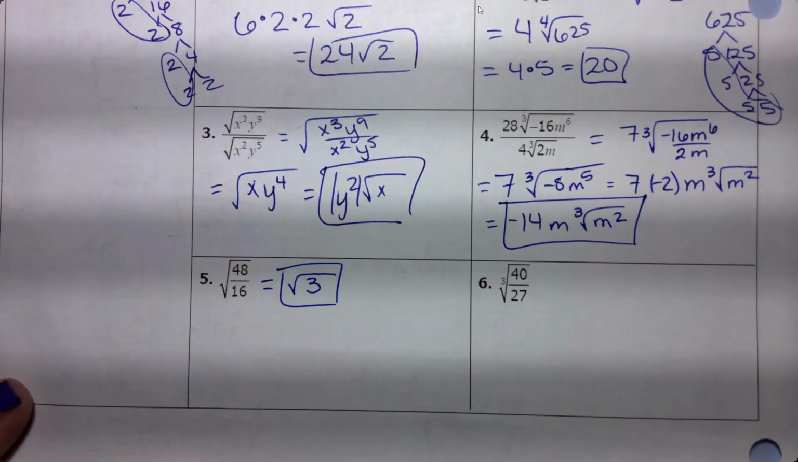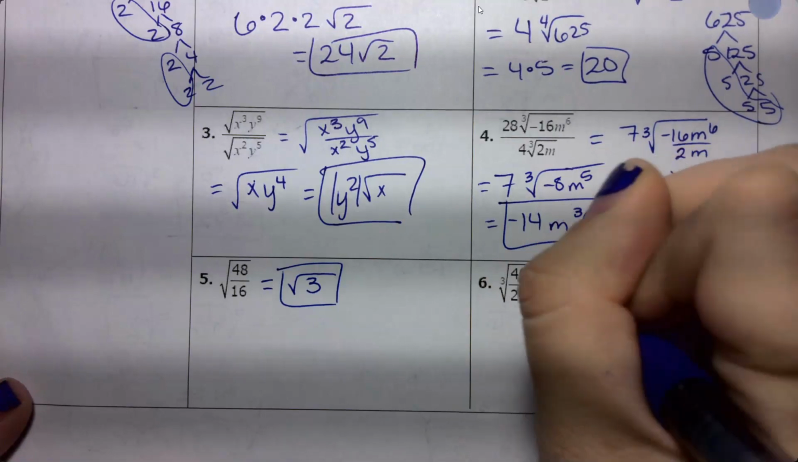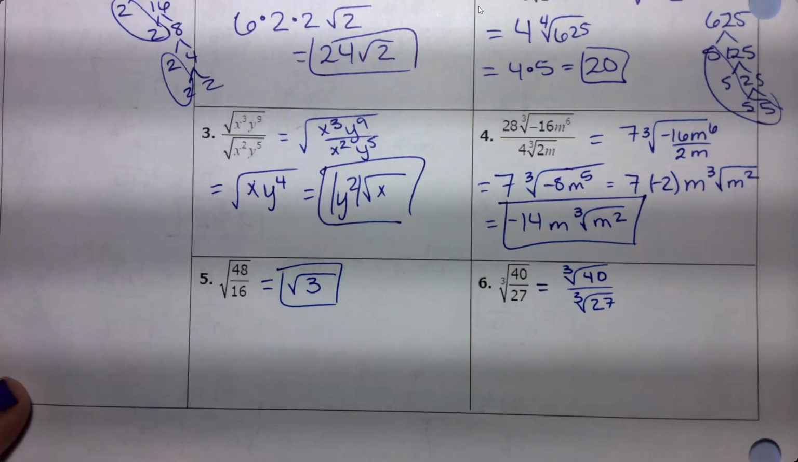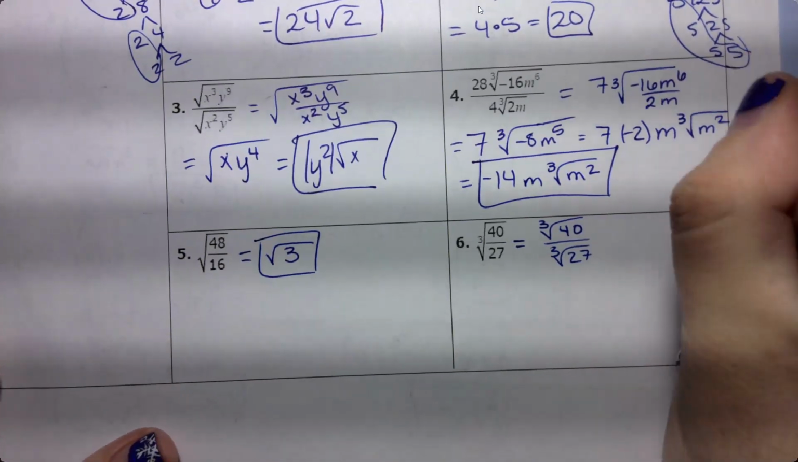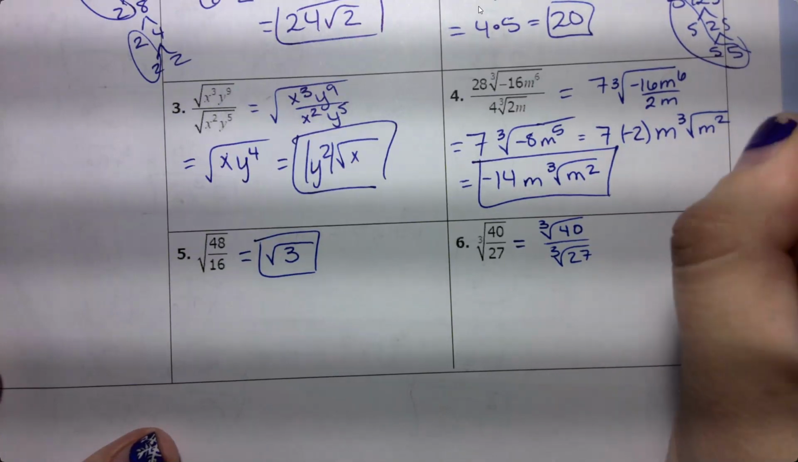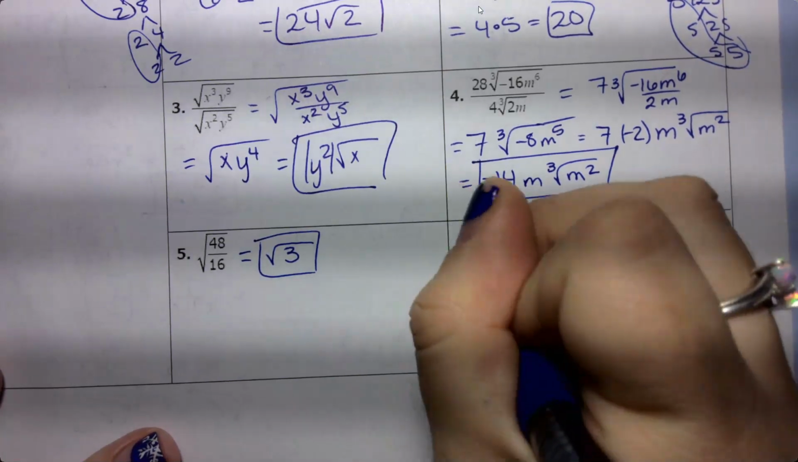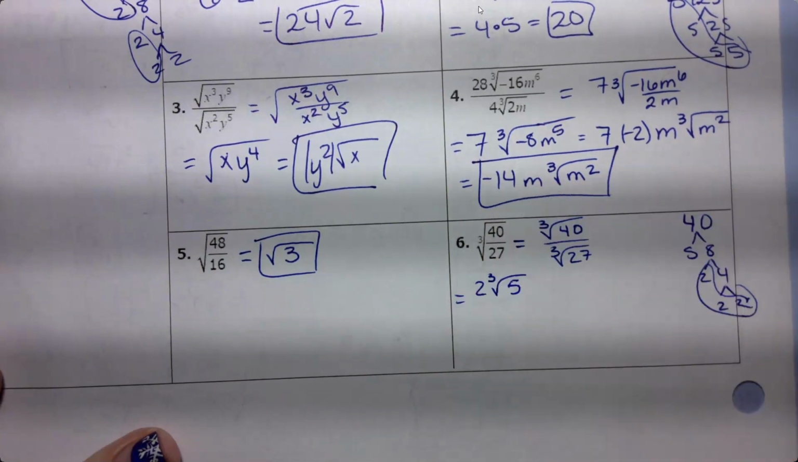Next one, I have the cube root of 40 over 27. I can't simplify this fraction as it is, but I can split this one up into 2 individual radicals. So I want to separately check my factor trees of 40 and 27. So 40 breaks into 5 and 8, which is 2 and 4, 2 and 2. I have a group of 2's. So that can come out to the outside, and then I have a 5 left over on the inside.